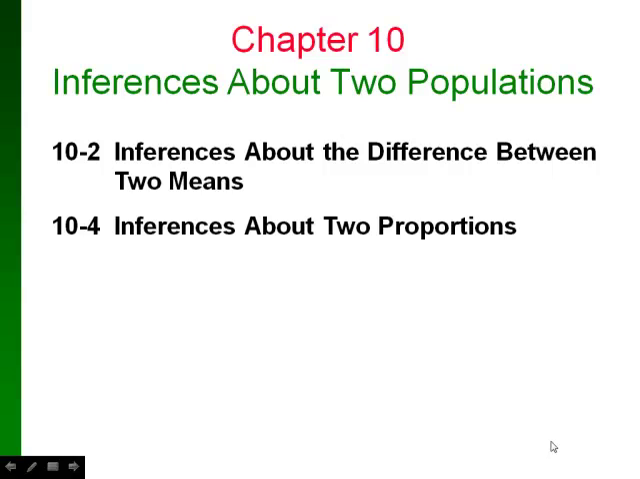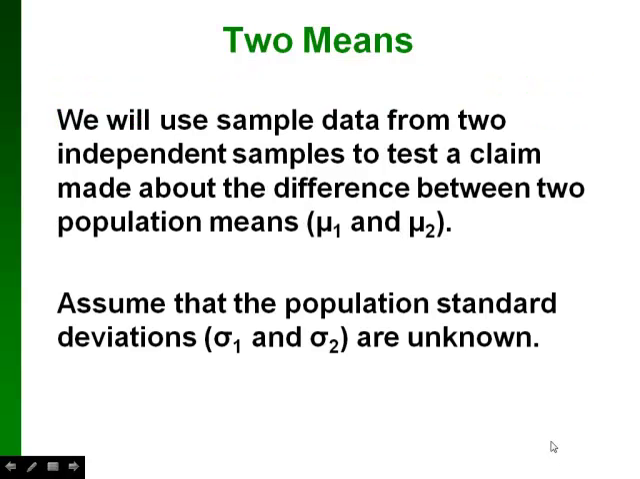This is the video for Chapter 10 about doing hypothesis tests with two populations. There are only two sections that we're going to talk about in this chapter, and that is Section 10.2, which is inferences about the difference between two population means, and 10.4, which is inferences about two population proportions. First, let's talk about two means.